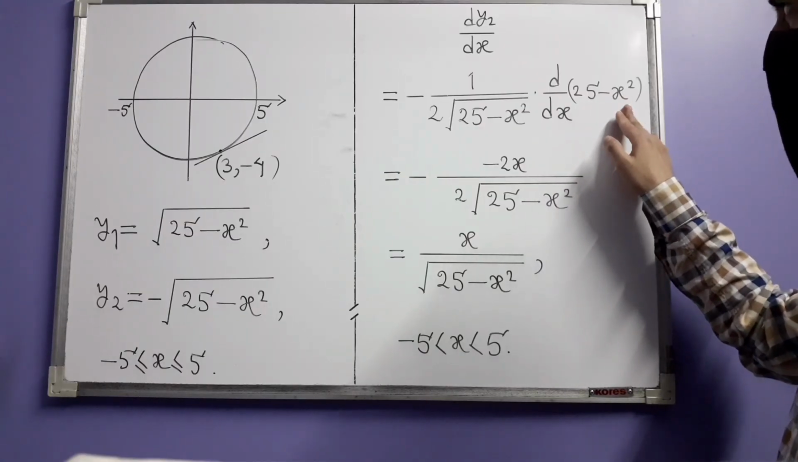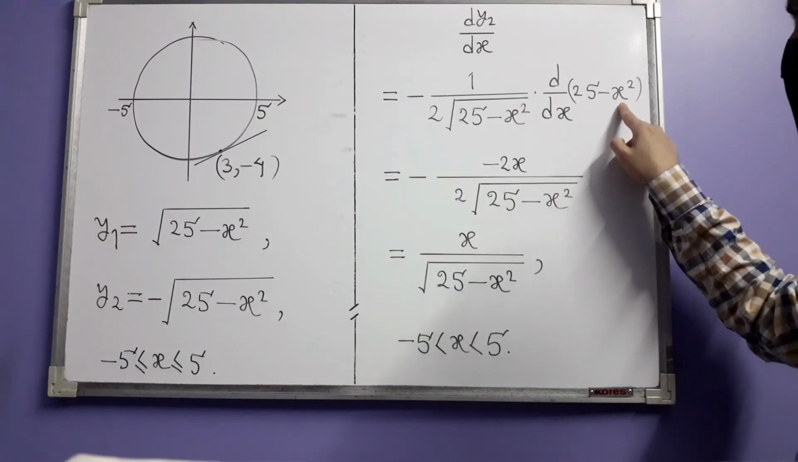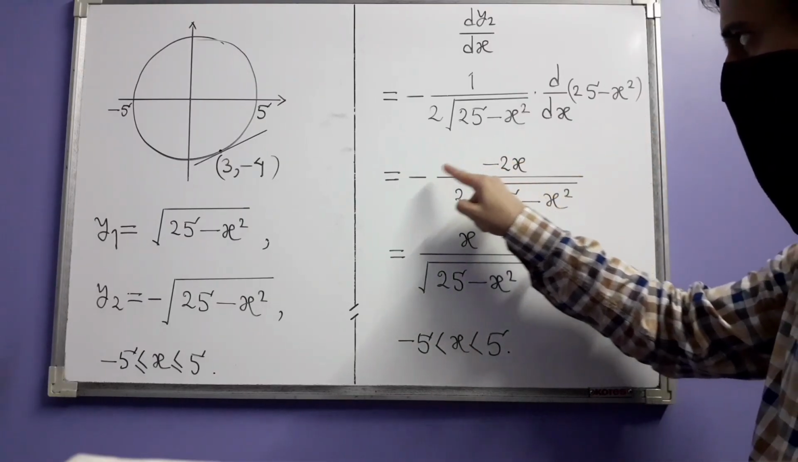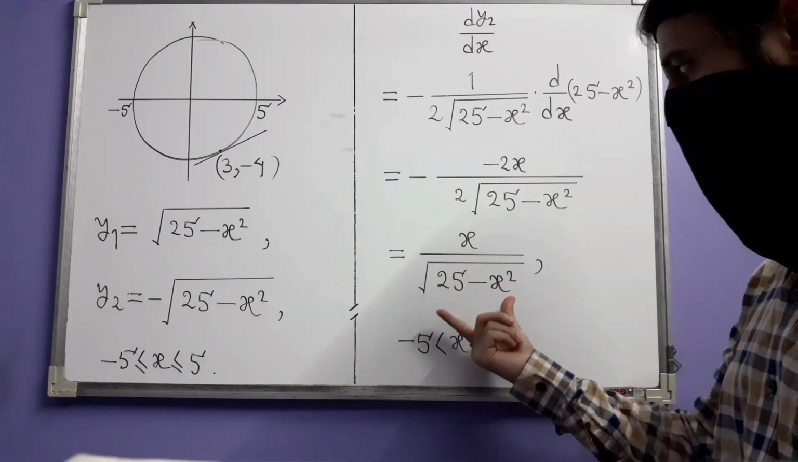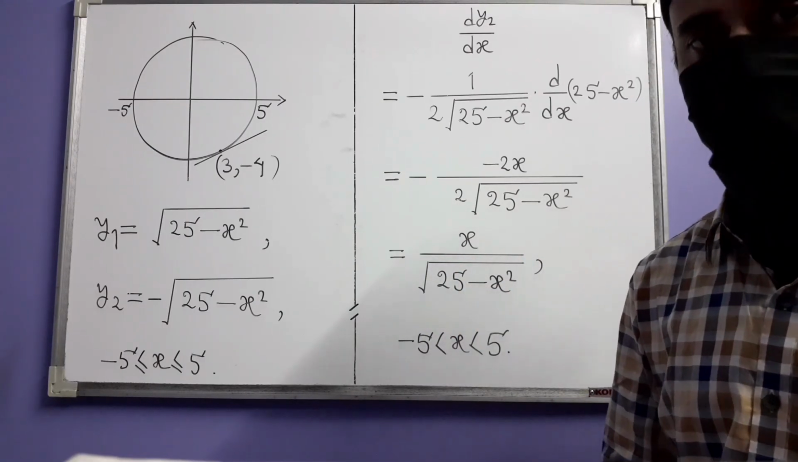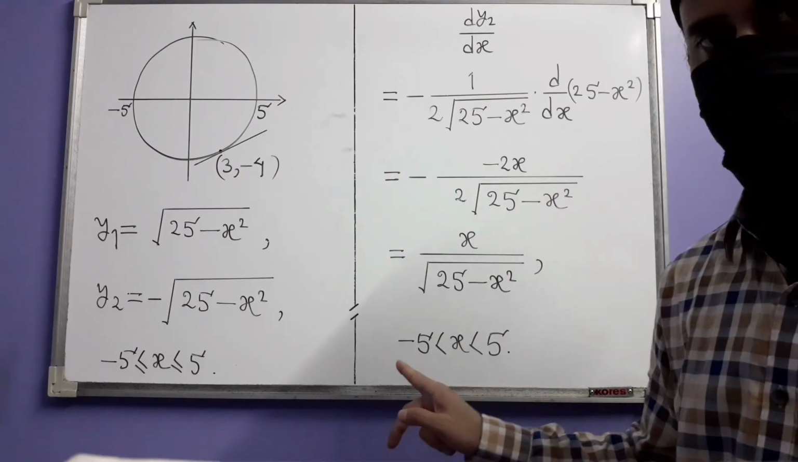And if you do this differentiation, from 25 you are going to get 0. From minus x squared you will get minus 2x. 2 and 2 will cancel out, minus and minus will become plus, and this is your derivative. At any point, but which point? At any point x in this open interval minus 5, 5.